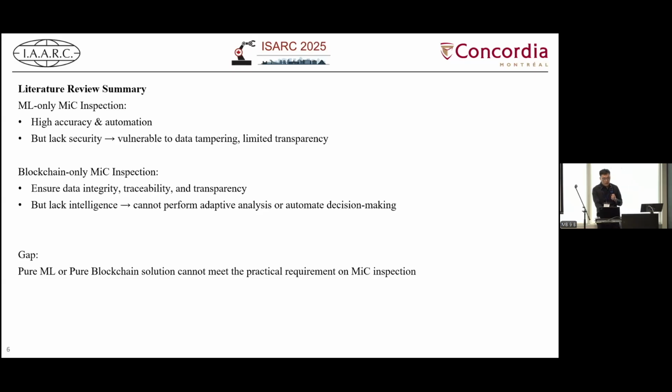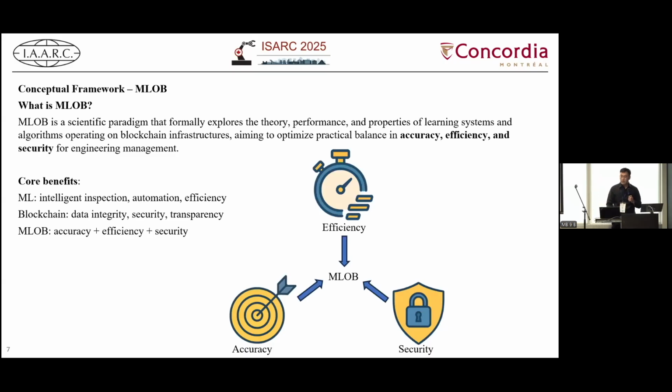And for the blockchain-only solutions, this has the advantage of ensuring data integrity, traceability, and transparency. But this method lacks intelligence and cannot execute the inspection work automatically. And therefore, the research gap can be summarized: pure machine learning and blockchain work cannot meet the practical requirement of the MiC inspection. And then I will introduce a conceptual framework which has been introduced in a previous study.